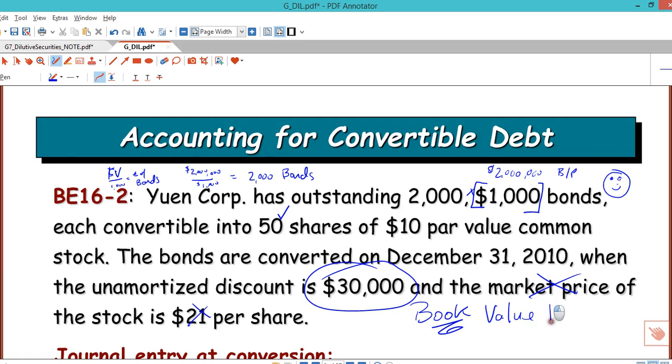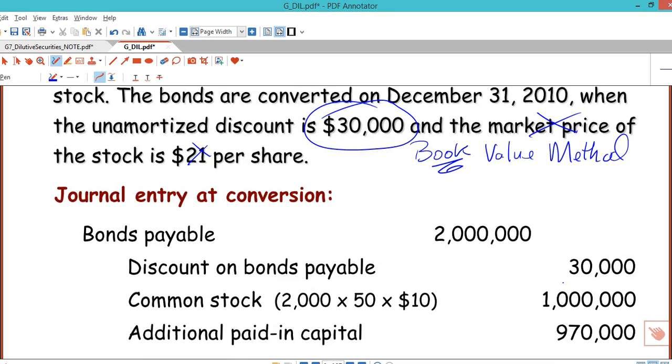Because it is the book value method. Not the fair value method. Not the market value method. The book value method. So, bonds payable holds the face value. Remove it. There was a discount, which is a normal debit balance, so we're going to credit it to remove it. Common stock, par $10, is 2,000 times 50. All right, that's 100,000 there. So this is 100,000 shares that are being issued. These are actually being issued in exchange for the bonds. All right, that's where the million comes from.